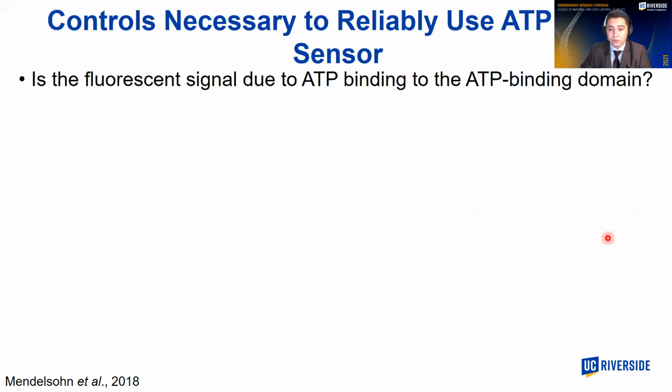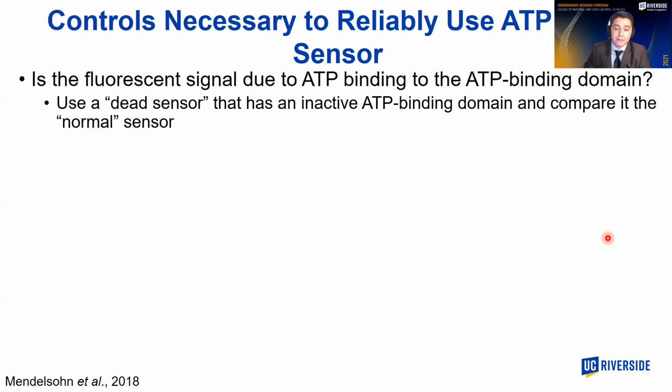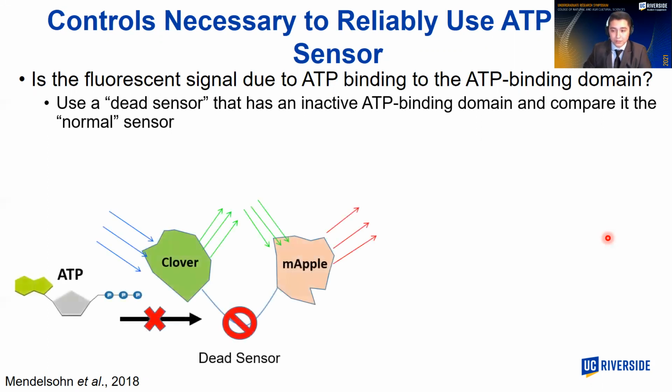So we need some controls to determine whether our sensor is reliable to detect ATP, because we know that we're going to get some signal, but we can't actually look at the sensor and know whether or not ATP is being bound to it. So we need to know, is the fluorescent signal due to ATP binding to the ATP binding domain? And to do that, we're going to use a dead sensor that has an inactive ATP binding domain and compare it to the normal sensor.